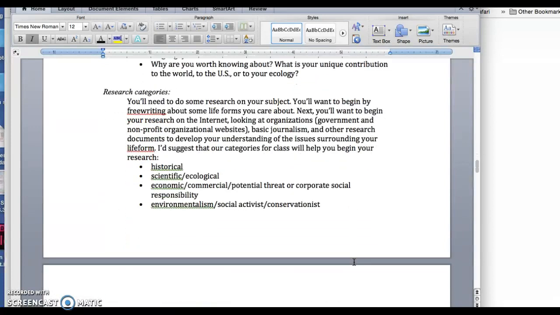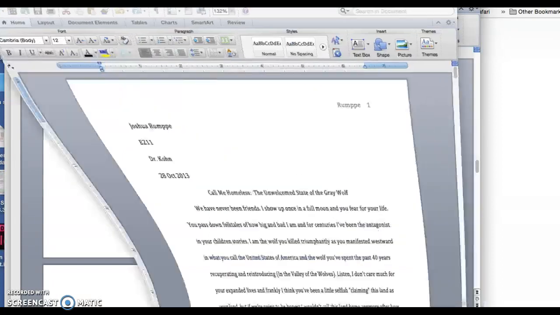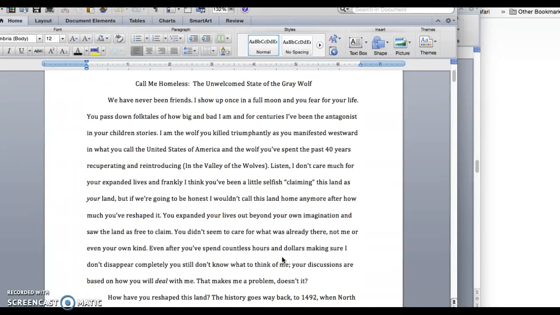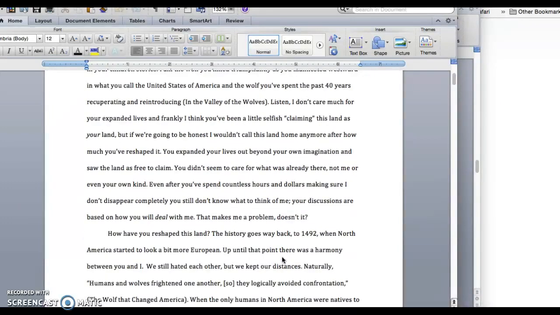Here's another way to think of it, kind of the same thing, but different research categories. You can have the historical. Maybe we'll look at examples here. If I pull up, say, Josh's wolf example, you can take a look at this, but you'll see a lot of this in the beginning is historical.